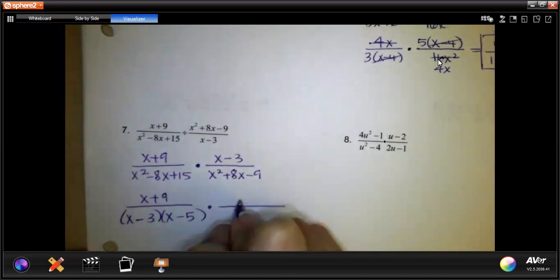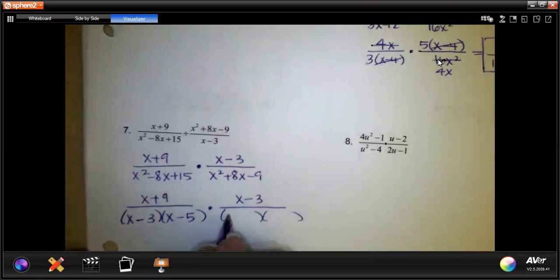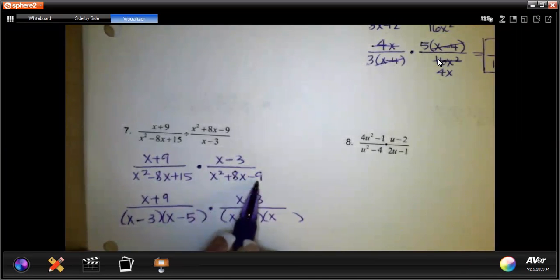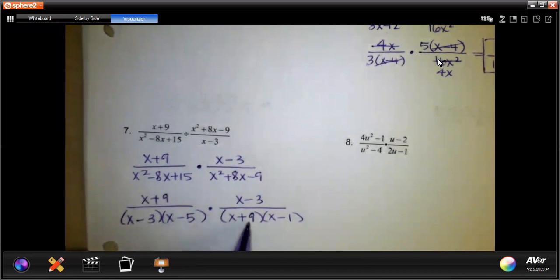I want to do the same thing for the second fraction. So I'm going to keep that numerator, and then I'm going to factor this denominator. X times x gives me the x squared. Then I'm looking for what multiplies to be -9 and adds to be 8. And that would be a +9 and a -1. 9 times negative 1 gives me negative 9. 9 plus negative 1 gives me 8.